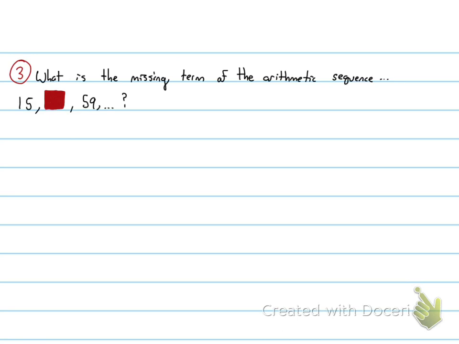Here we have a similar type of problem as what we just did. What is the missing term of the arithmetic sequence 15, blank, 59? Now we absolutely could use the same method of figuring out our common difference and plugging in to find the missing term, as we did in example number 2. But since we have three consecutive numbers, another way you could solve this is by using the arithmetic mean to find that missing middle number. So since these are three consecutive numbers in an arithmetic sequence, I could do 15 plus 59 divided by 2, and figure out that's 37. That would be my middle or missing term here.